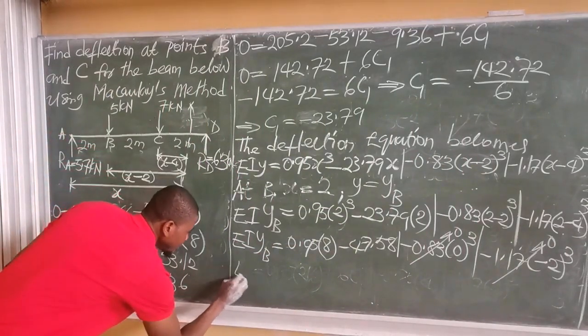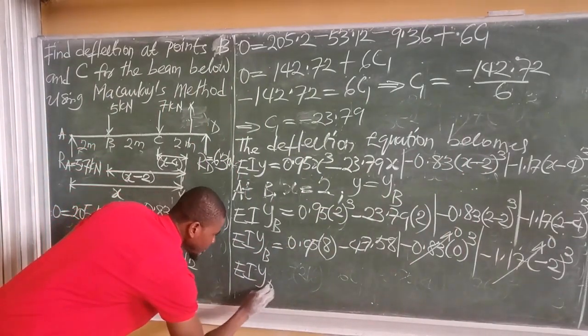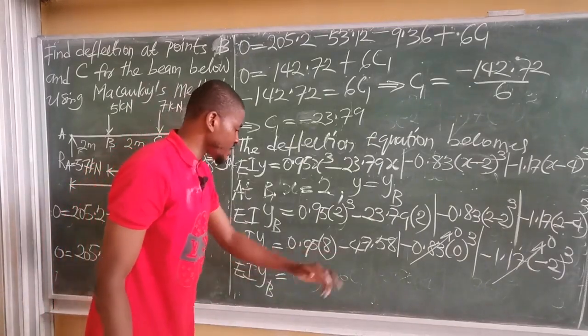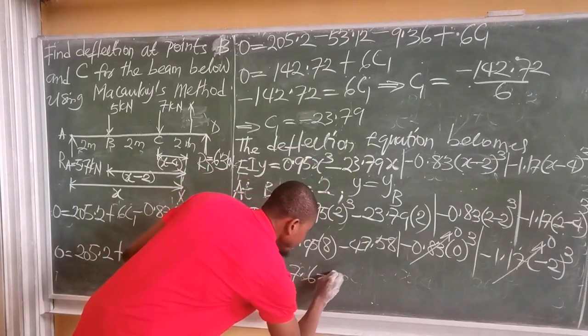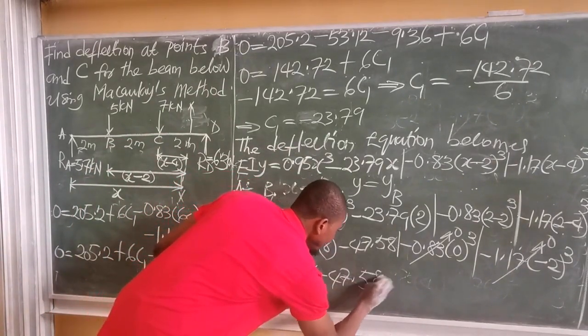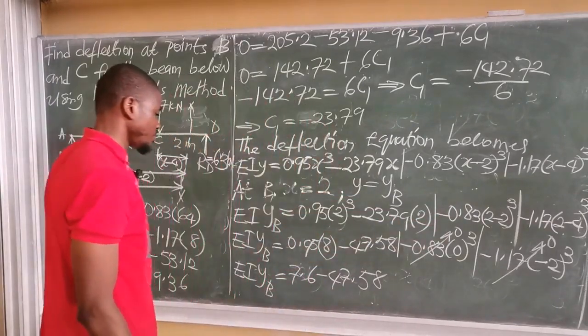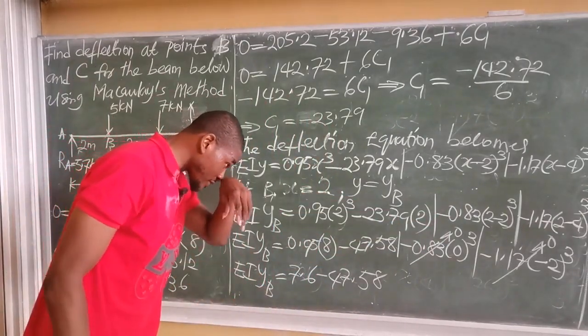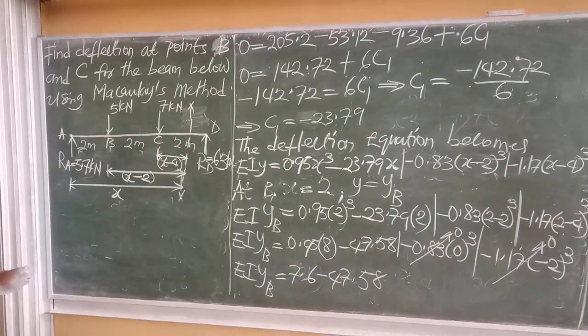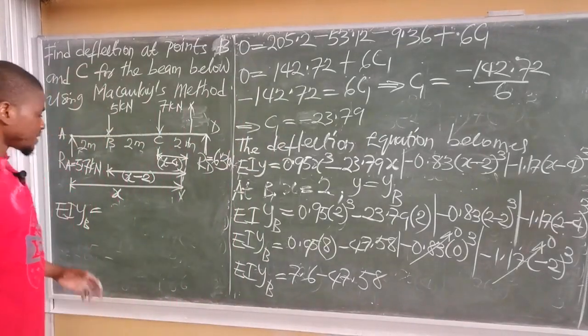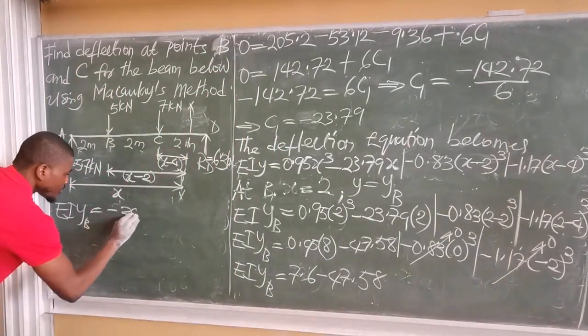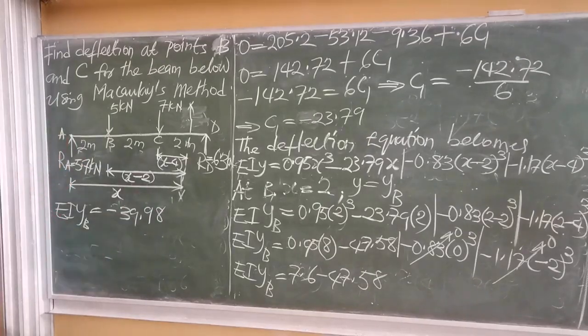This becomes EI YB equal to 0.95 times 8. We have 7.6 minus 47.58. Of course, everything here is off 0. So therefore, 7.6 minus 47.58. So EI YB is now equal to, so we said 7.6 minus 47.58 gives us minus 39.98. Okay, so we have this.